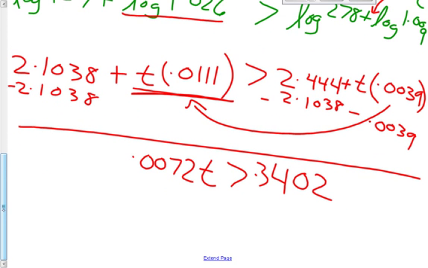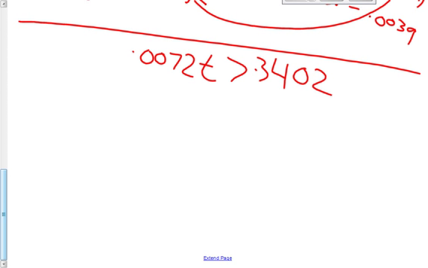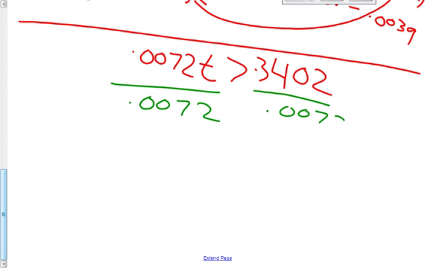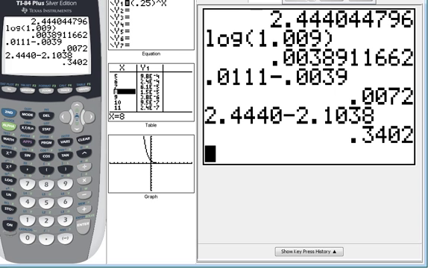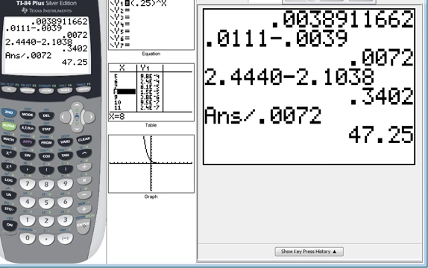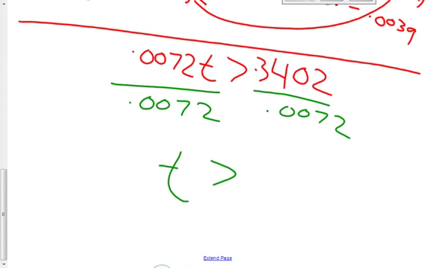Whew! And lastly, I want to get my t all by itself, so I have to divide by 0.0072. So now, the time that we have all been waiting for is, when will Nigeria's population be bigger than the U.S.? 0.3402 divided by 0.0072. And I get, in how many years? Approximately 47 years.